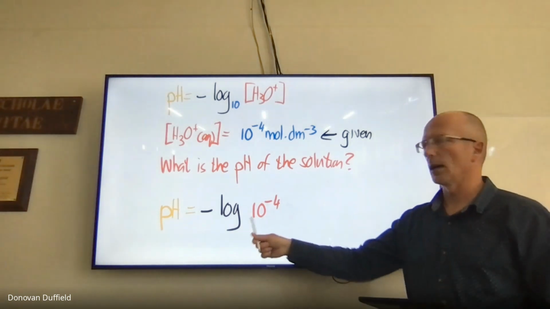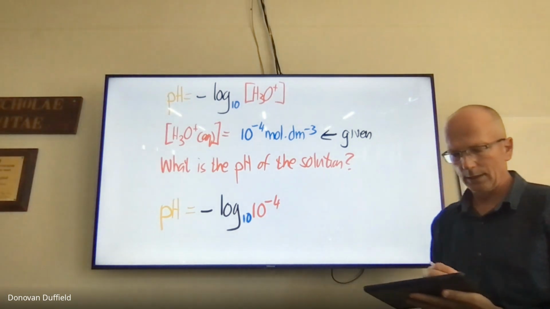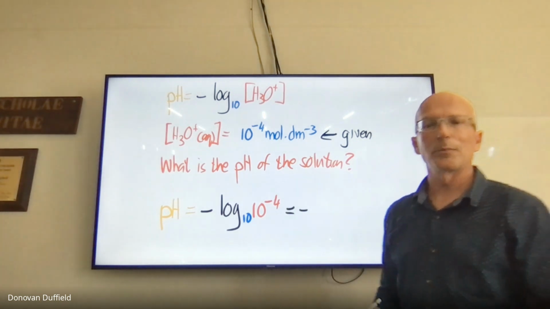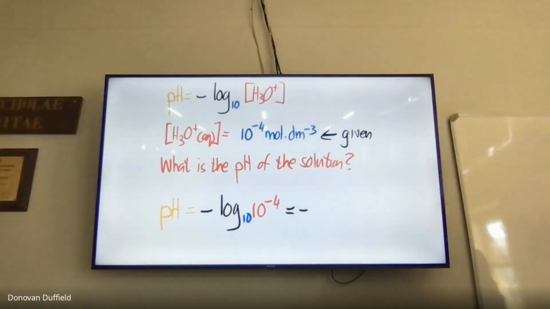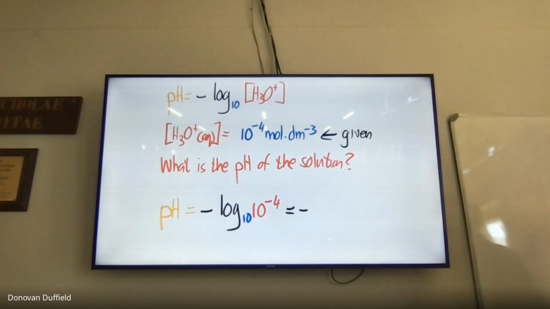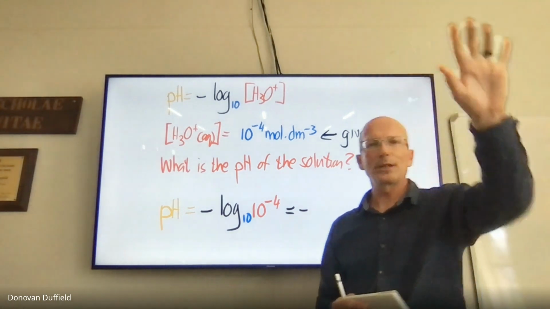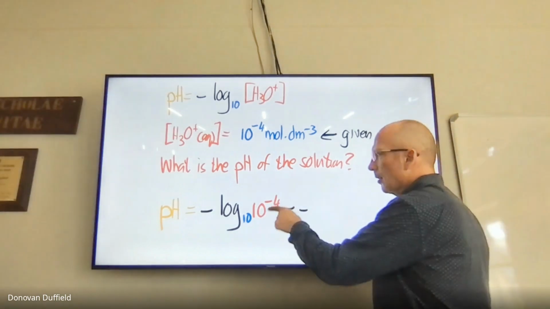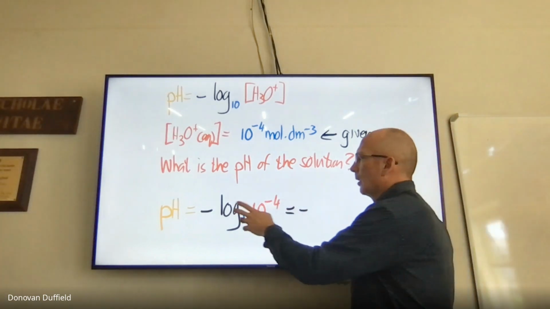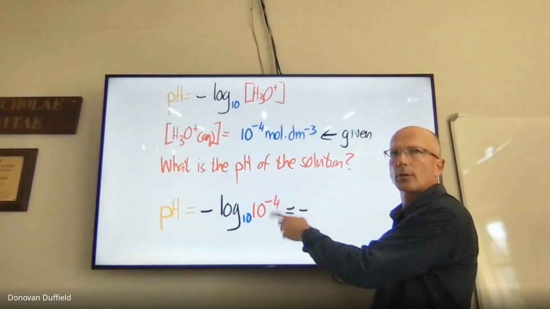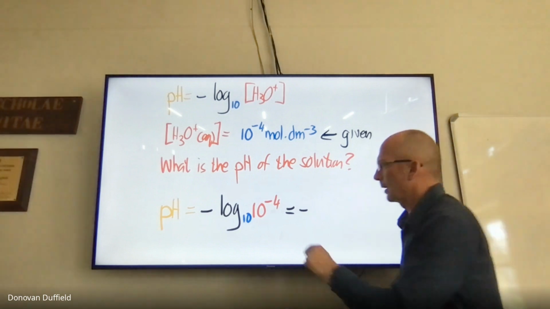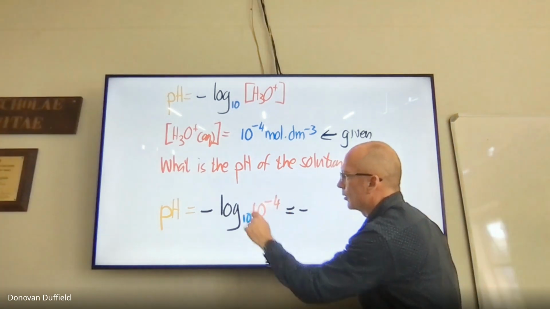Let me put the 10 in for the time being. Now, you can do this on your calculator, but I want you to see if you can try to do it without your calculator. So, follow with me. Follow the reasoning. Listen to the words. The logarithm of 10 to the negative 4 to the base 10 is asking me, are you ready for it? What exponent must I raise 10 to in order to get 10 to the negative 4?